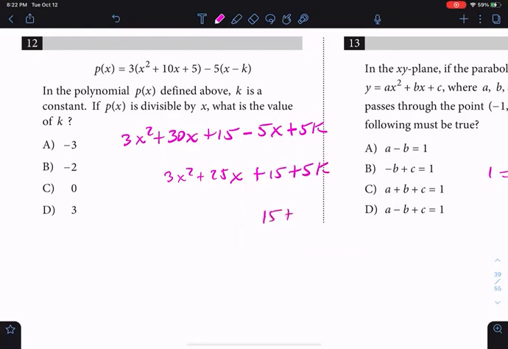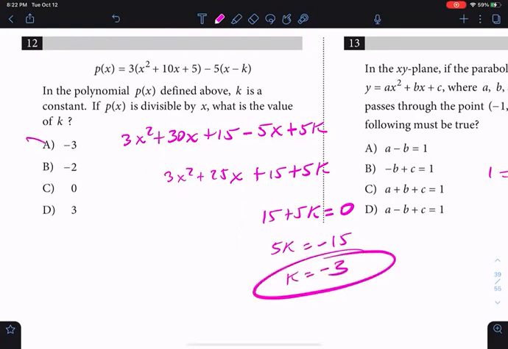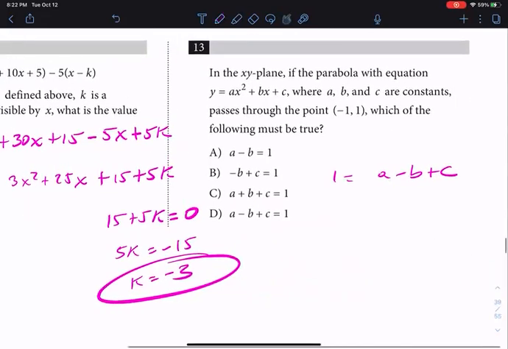So 15 plus 5k equals 0, and then you solve for k. So that's gonna be 5k equals negative 15, k equals negative 3. That's the answer. Okay, that's the way you can do it, right? Or another way you can just factor that out, right? But I think this is easier. Okay, next.